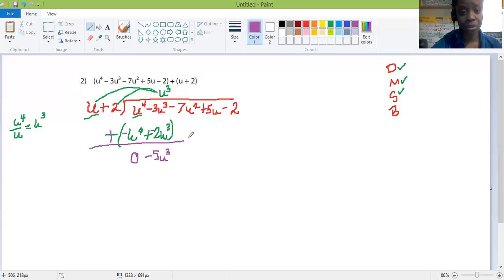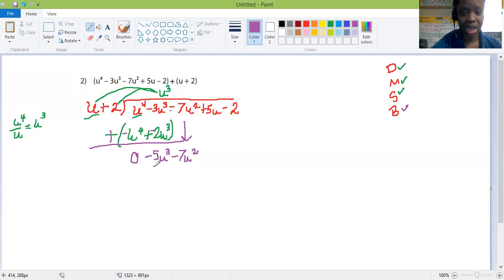All right, and now the last thing we have to do is bring down. So I'm going to bring down the negative 7u to the second power. See that negative right there? Make sure you bring that down. All right, so that's the first stage. And now we're going to do it again.